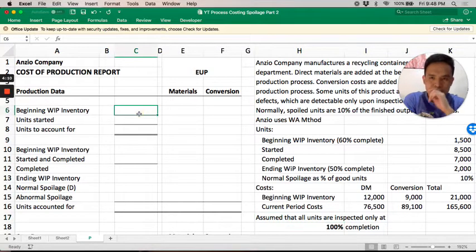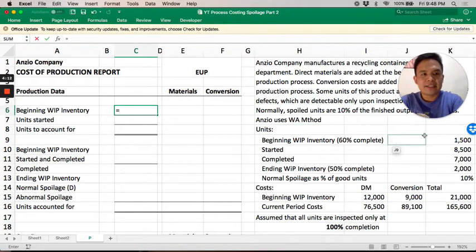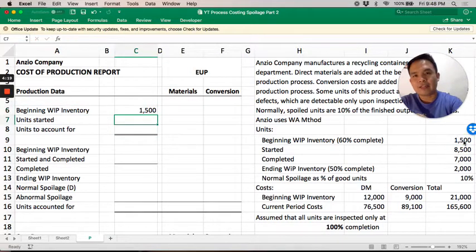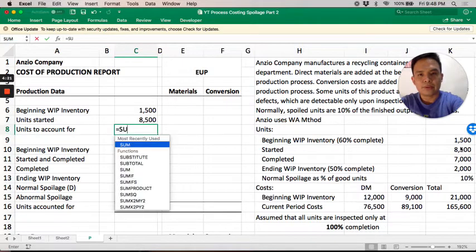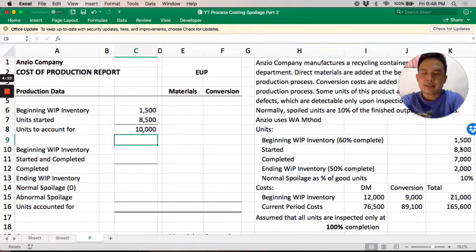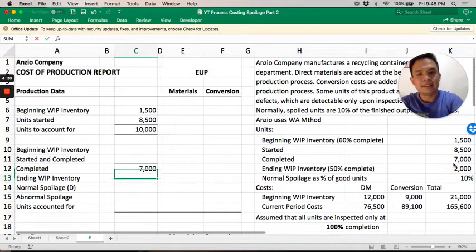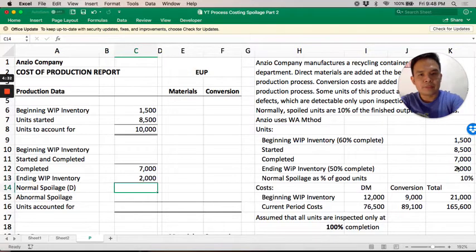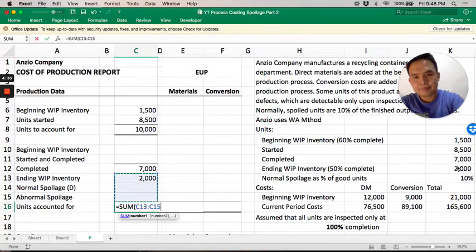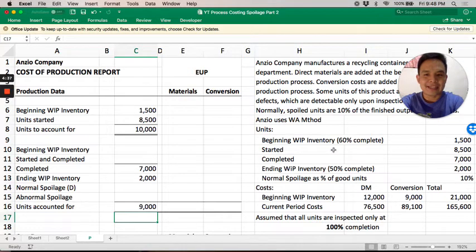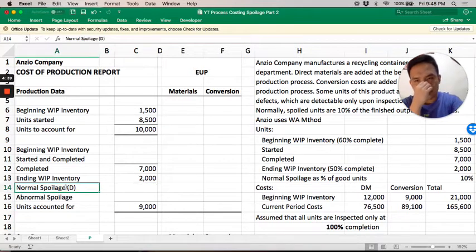So, beginning is 1.5. Ito, beginning sa units to account for, pull out lang natin yung numbers. Beginning and started is 1.5 and 8.5. That would total 10. So, dapat 10 din yung sa units accounted for. Sa kabila naman, as usual, yung completed and ending natin, that's 7 and 2. Pero kung i-add natin yan, 9. So, kulang. So, klaro, may 1,000 loss. Normal spoilage meron. Lagyan natin ng discrete para klaro.